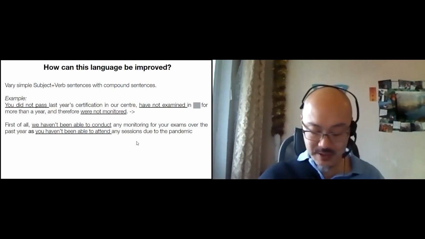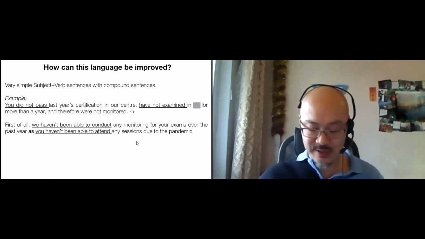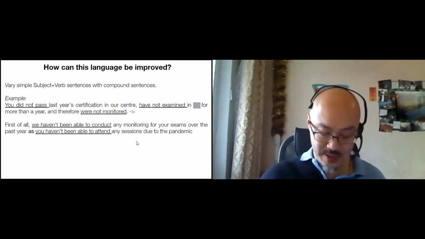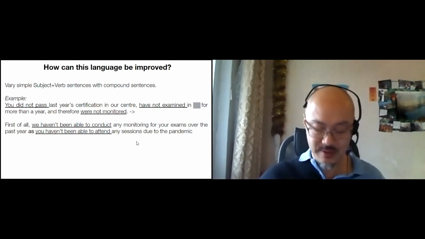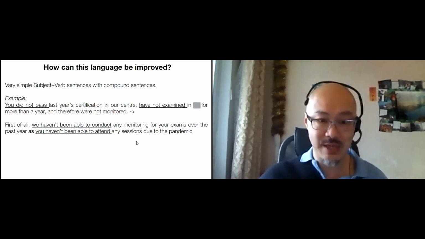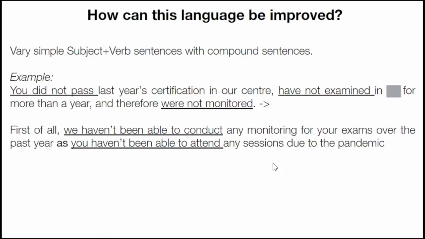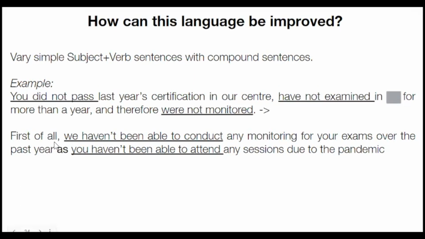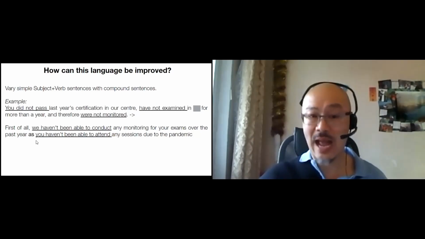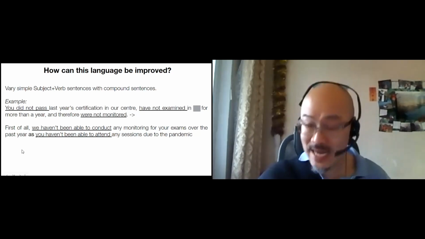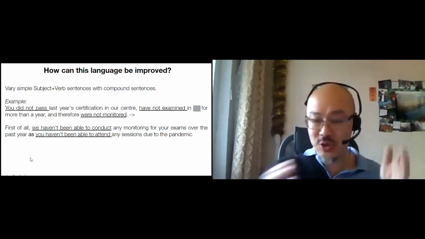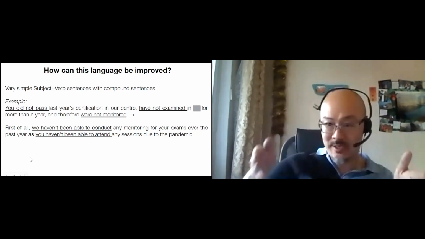Instead of, "You did not pass last year's certification in our center, have not examined in for more than a year, and therefore were not monitored." Here is an example, using as, like because. And the sentence is longer and it is more complex. It's not so blunt like this, this, and this.